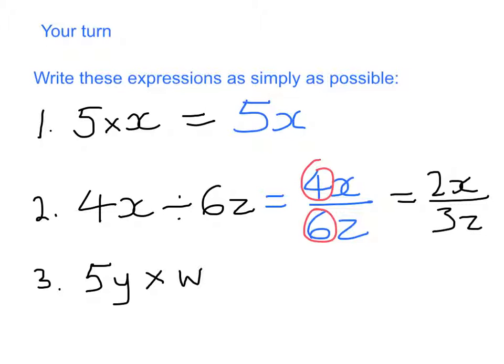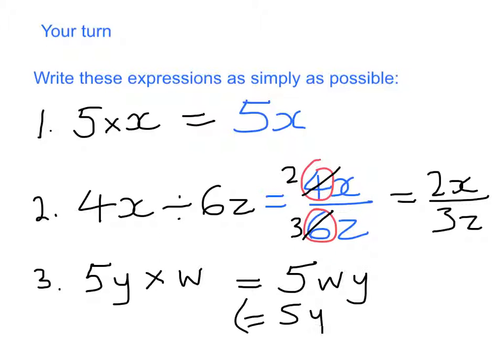So look what I've done there. I've divided both the numerator and the denominator by 2. Okay, so that's called simplifying the fraction. And the next one, 5y times w, nice easy one for the end. 5 times w times y, or you could just write 5yw. Okay, either of those is fine.